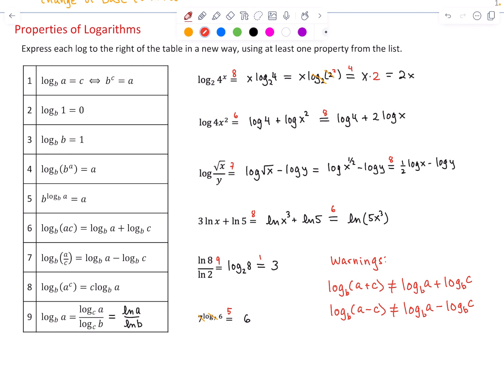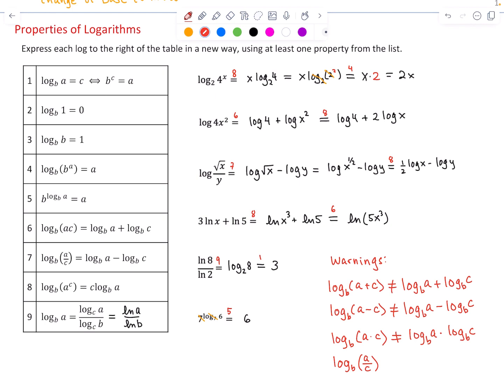Similar for log base b of a difference. You cannot do log base b of a minus log base b of c. If you have log base b of a product, sometimes I see the mistake of writing this as the product of the logs. Make sure you do not make this mistake. If you have log of a product, you would instead use property 6.